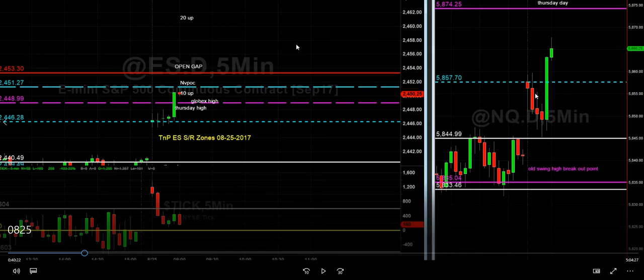But what I don't want at this point is I don't want the market to pull back below the opening print for NQ. If it's bullish, we won't pull back. Okay, so let's roll through it here.